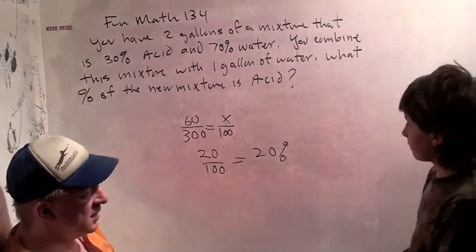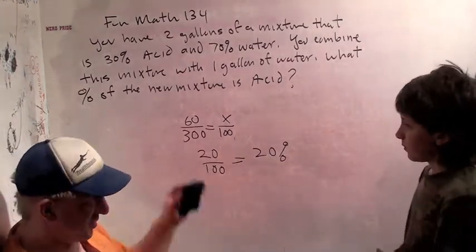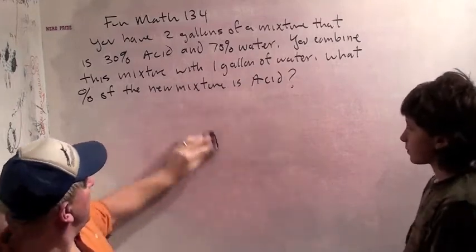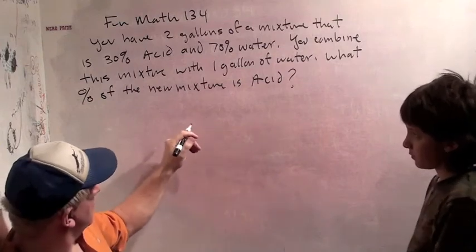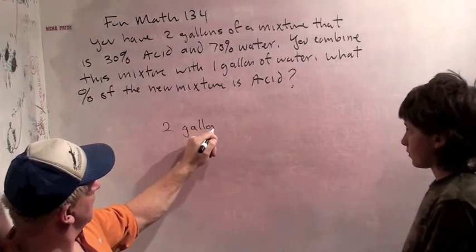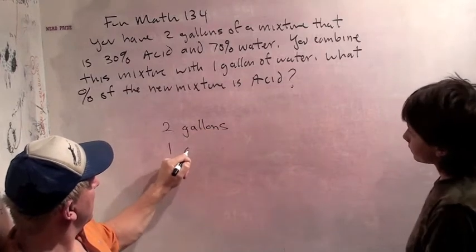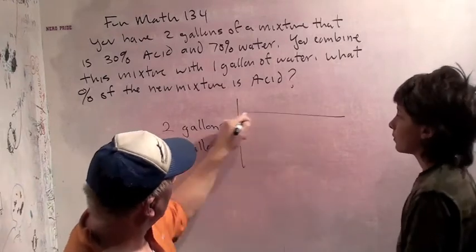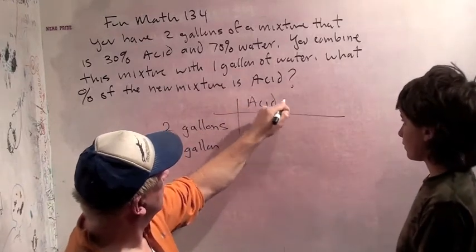All right, very good. So why don't I go through this really quick just to lay it out in order. I like that way of doing it. I'm going to do it a slightly different way. So I've got 2 gallons in the beginning and then 1 gallon that I combine with. And I'm going to say acid and water.